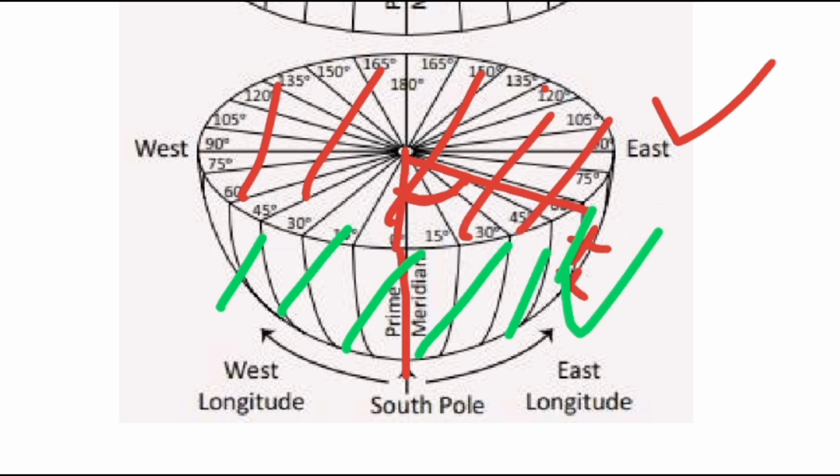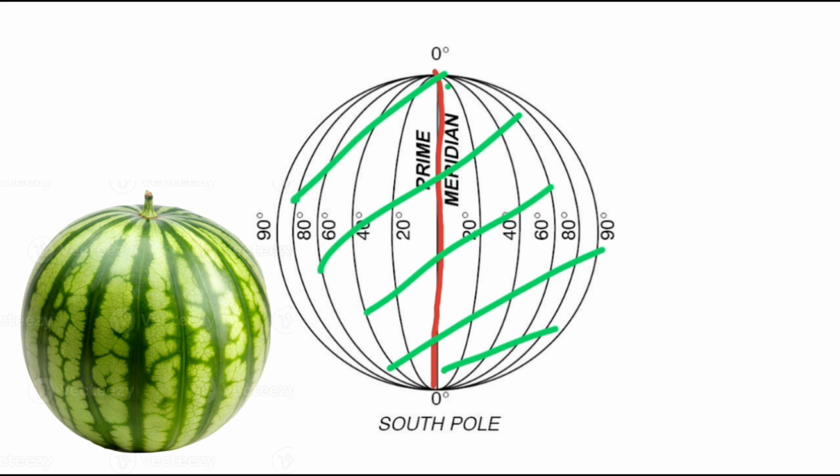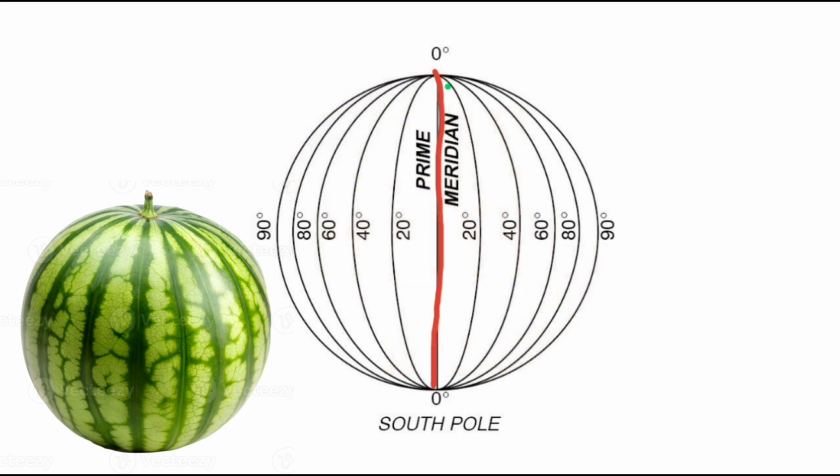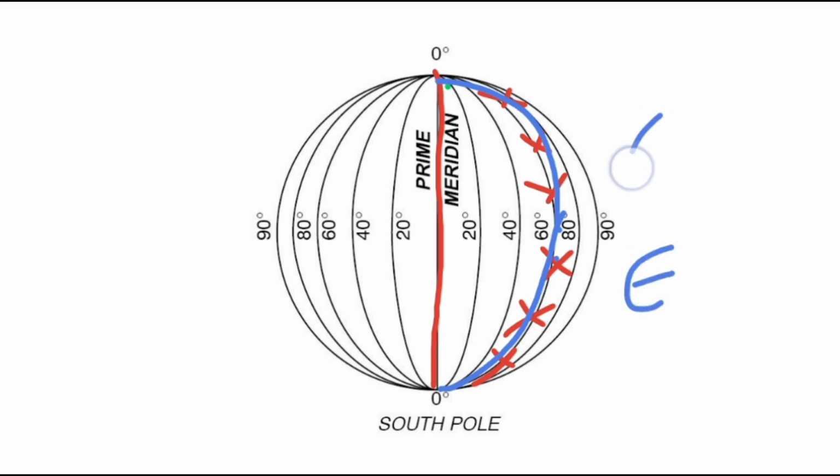All such points which are at 60 degrees from the prime meridian. If it is a watermelon, this whole thing is the green color portion, isn't it? We are marking all those points which are at 60 degrees from the prime meridian. Then we connect all such points, and we get a particular meridian of longitude. That meridian of longitude is the 60 degree longitude. This 60 degree longitude I have drawn is on the eastern side, so we will write it as 60 degree east.